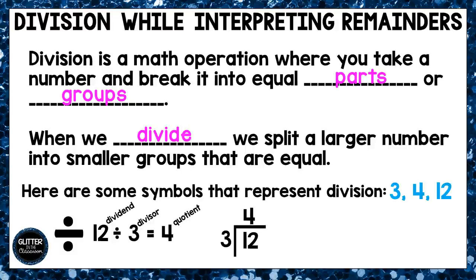Another way to represent division is simply with a line, and your dividend goes on top, 12 divided by 3, and your answer is 4. Now, this particular line can also be represented sideways like this, and those are symbols you're going to see often when you represent the operation of division.